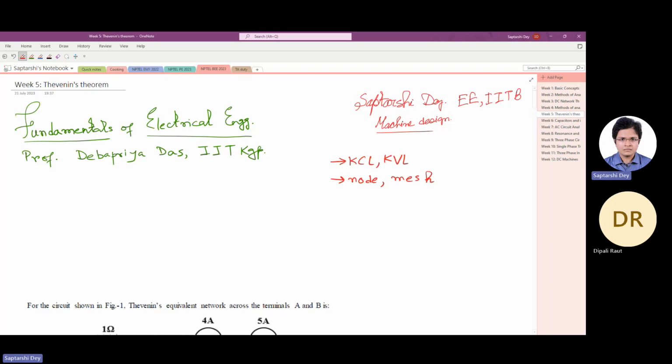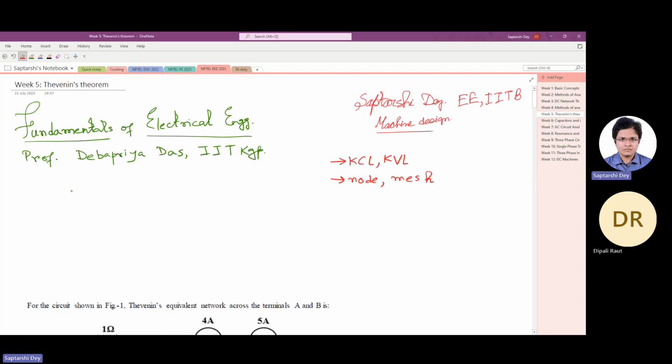As of now, we have not used any kind of so-called circuit theorems, which we will use today. Mostly the circuits that we will solve today will be solved by Thevenin's theorem. We have to so-called Thevenize the circuits.